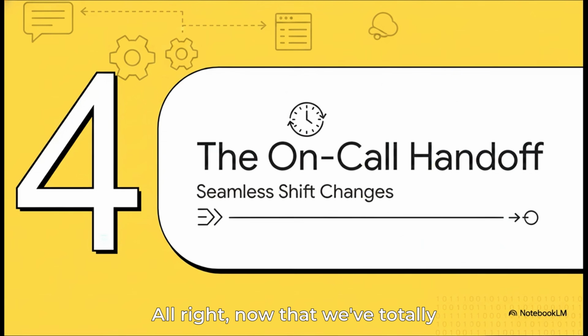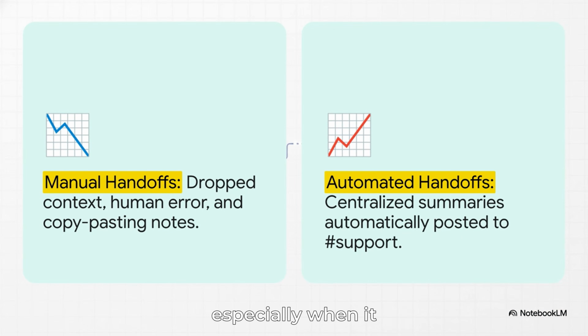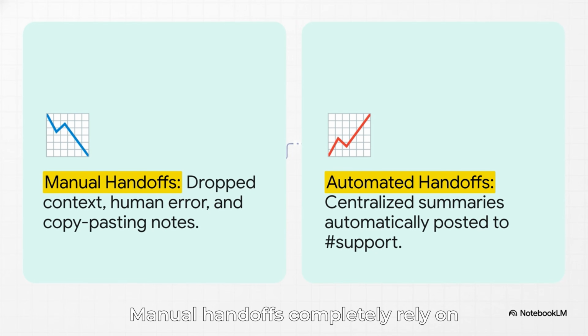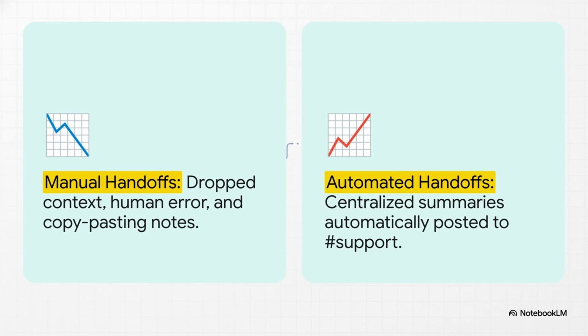All right, now that we've totally fixed ticket intake, let's tackle a slightly more advanced, high-stakes scenario. Section 4, the on-call handoff. The on-call shift change, especially when it happens at like 3 a.m., is absolutely notorious for causing major issues. I mean, just contrast these two approaches. Manual handoffs completely rely on bleary-eyed engineers frantically typing out notes and basically copy-pasting active incident details. It's a recipe for dropped context and human error.